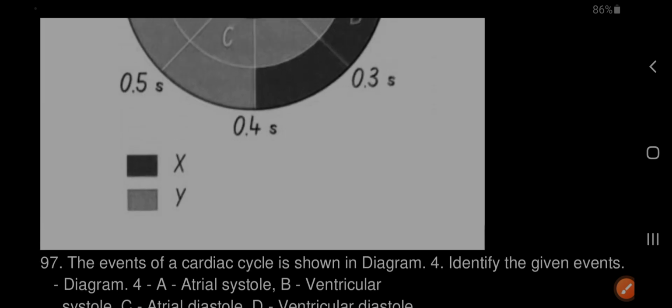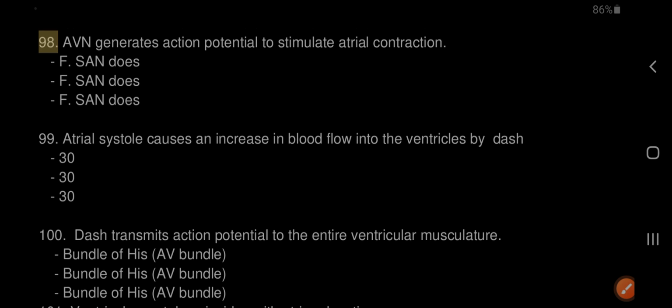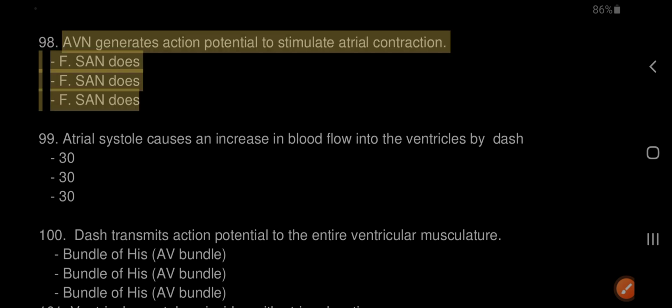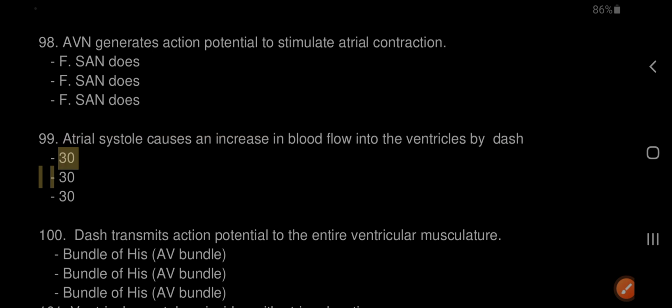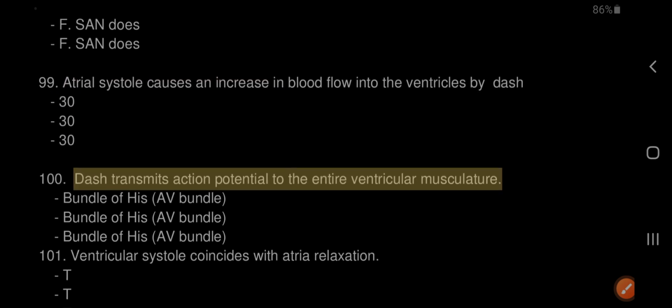98. AVN generates action potential to stimulate atrial contraction. False, SAN. 99. Atrial systole causes an increase in blood flow into the ventricles by dash. 30. 100. Dash transmits action potential to the entire ventricular musculature. Bundle of His, AV bundle.